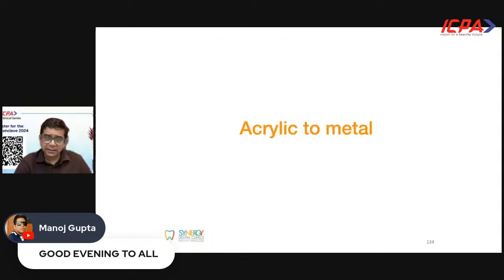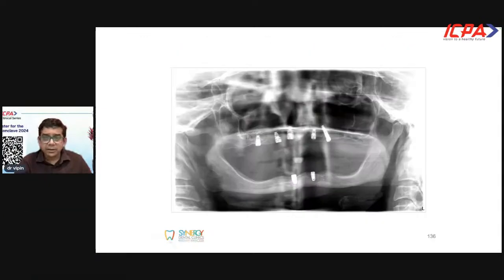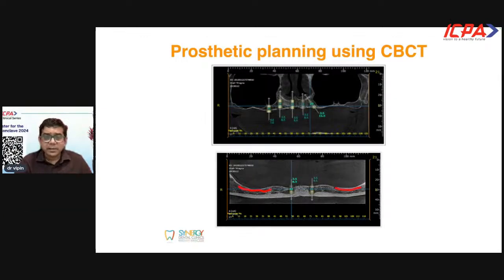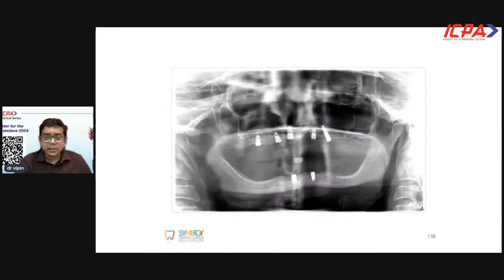A lot of things can be done. These are the materials. If you can see, this is one of my first all-on-5 cases where we had done a lower overdenture and upper hybrid prosthesis. You can see a sinus lift on the right side and on the left side an angled implant to avoid a sinus lift.